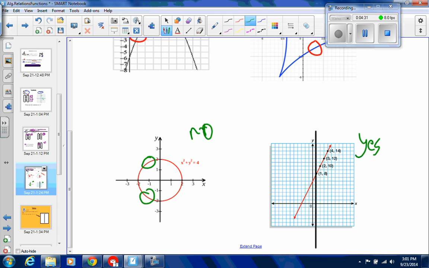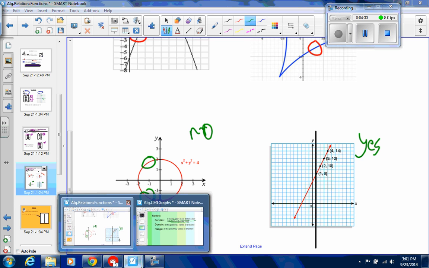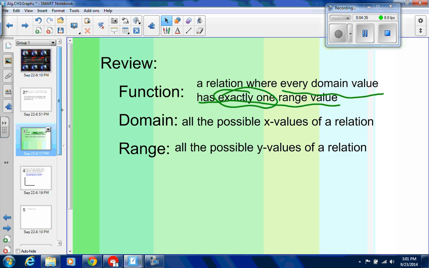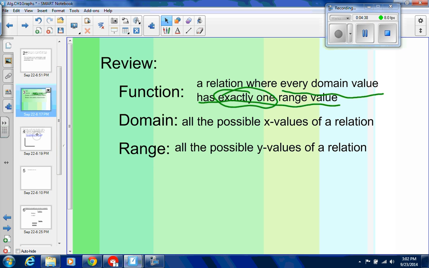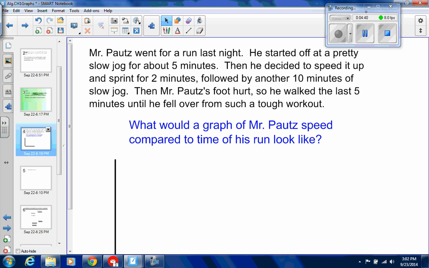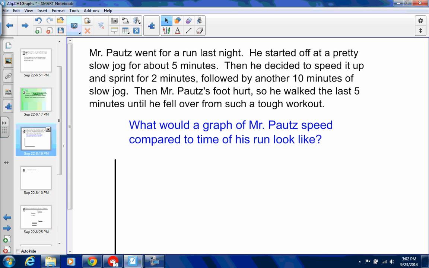All right. So now that we're done reviewing functions, we can look at a function. We'll actually determine if it is, but this is a good review of story problems and figuring out the best way to break it down and graph it.